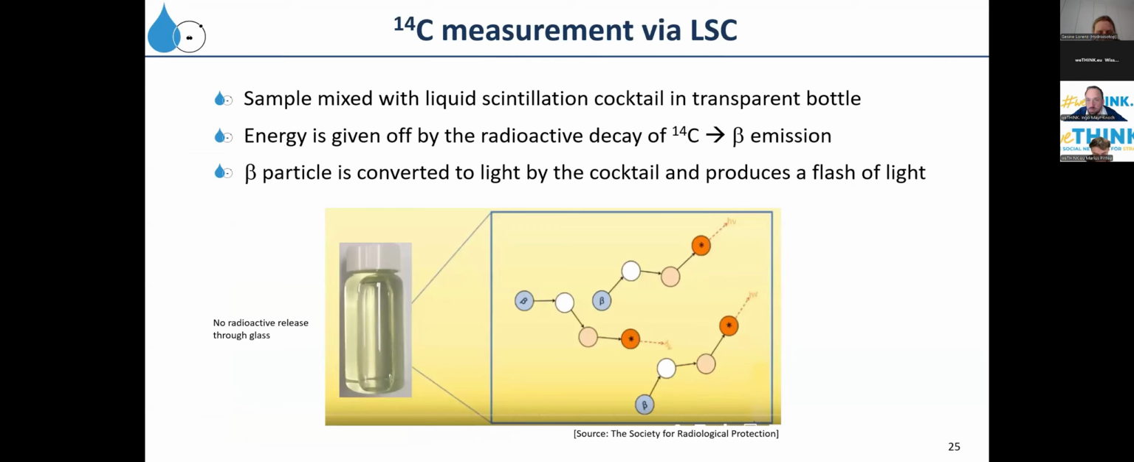Okay, liquid scintillation counting. The sample is mixed with liquid scintillation cocktail and put in a transparent bottle. The energy is given off by the radioactive decay of carbon-14. It's a beta emitter. And these beta particles are converted to light by this special cocktail and then produce a flash of light. This goes out of the transparent bottle.